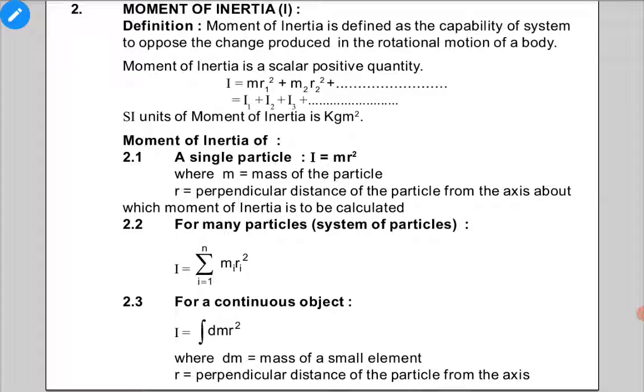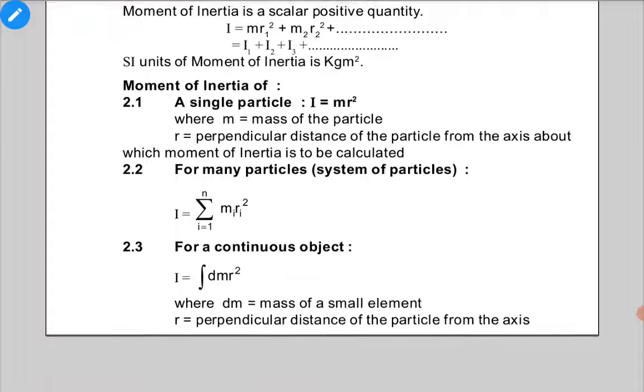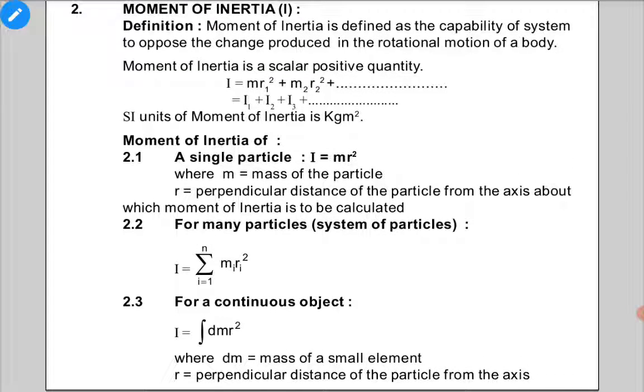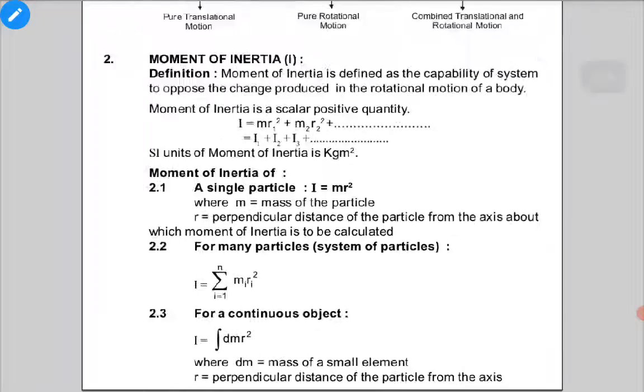Moment of inertia of a single particle: I equals m r square, where m is the mass of the particle and r is the perpendicular distance of the particle from the axis about which moment of inertia is to be calculated. For many particles, a system of particles, I equals summation of m_i r_i square. For a continuous object, I equals integration of dm r square, where dm is the mass of a small element and r is the perpendicular distance of the particle from the axis.